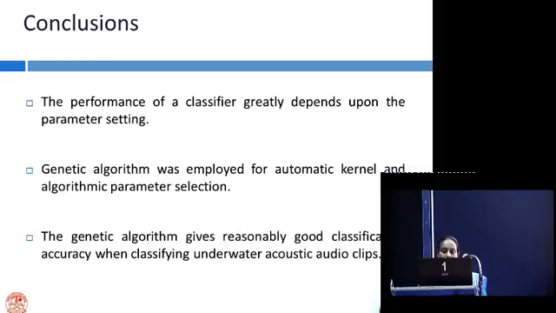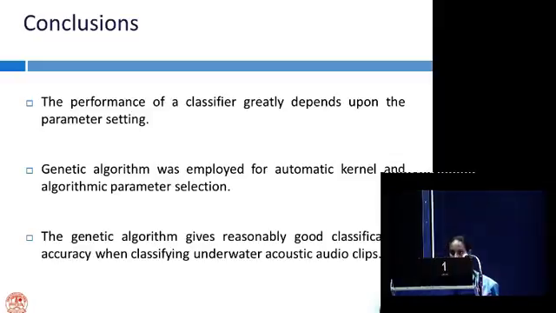Conclusions: the performance of the classifier depends upon the parameter setting, and we are using a GA-based approach for automatic parameter selection, and it is giving reasonably good classification accuracy of about 70%. Thank you.